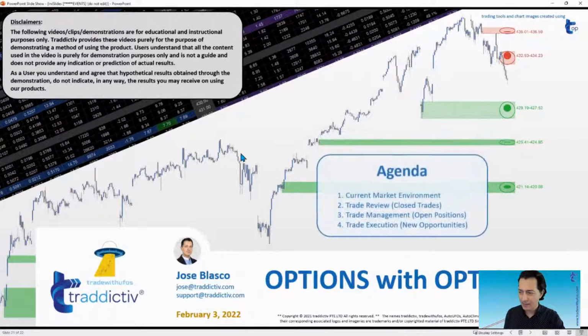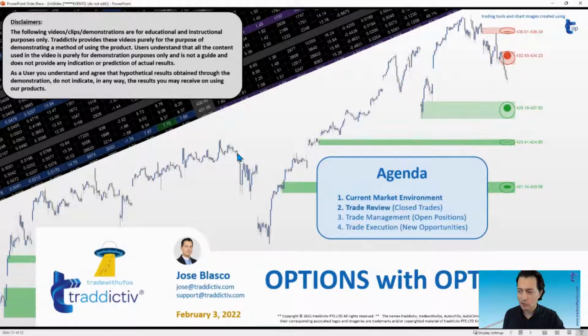Agenda for today, as always, we follow a very similar structure in most of the sessions. We are looking at the market, we understand what's happening in the market, we then review what's happening to some of the trades that we may have running in our accounts. We talk about trade management, and from there we look for new opportunities.